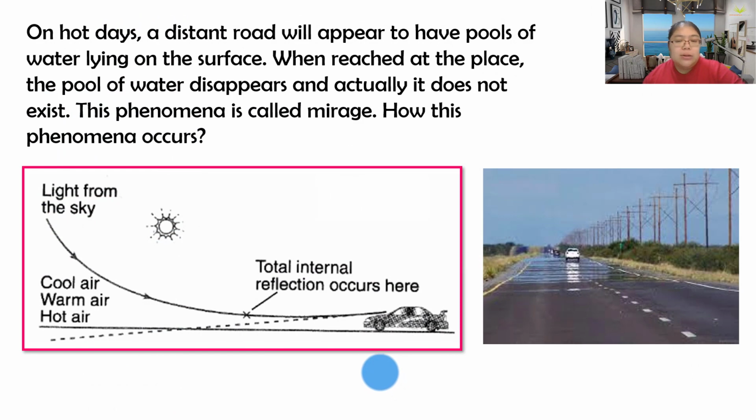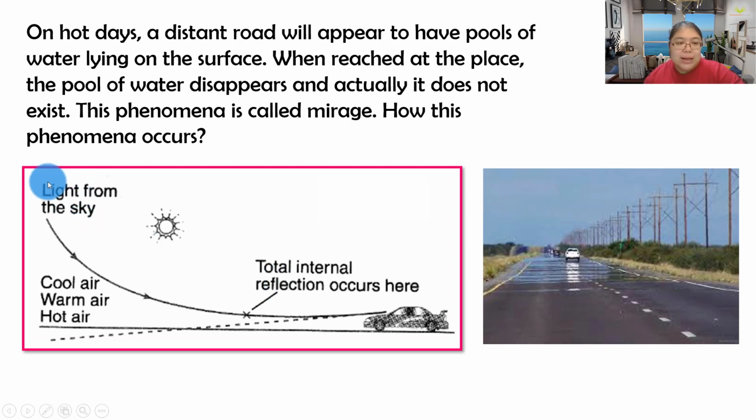Now this is one of the questions they ask about the mirage. How does a mirage occur? During a hot day, a distant road will appear to have a pool of water lying on the surface. When they reach that place, the pool of water disappears, and actually it does not exist. This phenomenon we call a mirage. So how does a mirage happen? What phenomenon is used? Here we need to explain by referring to the diagram.